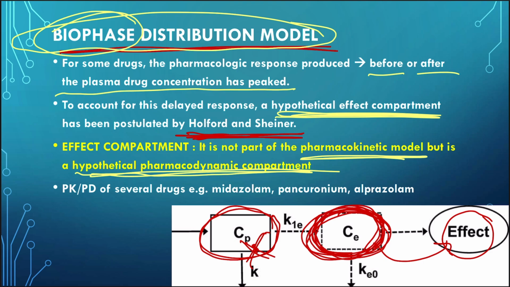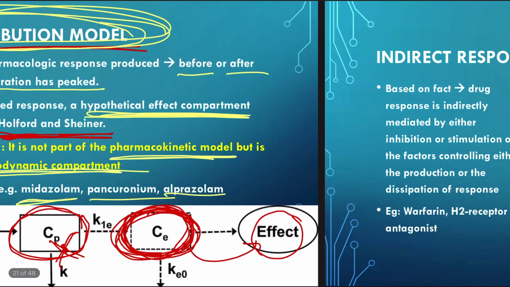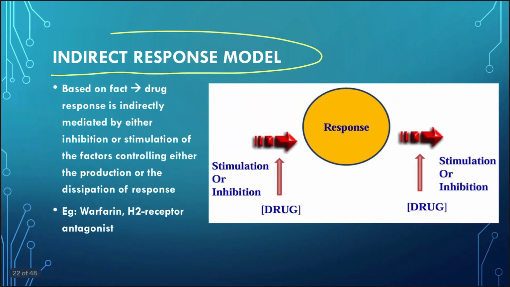The different types of drugs for which we do the pharmacodynamic modeling by the biophase distribution model include midazolam, then we have pancuronium, and then alprazolam. So these are the drugs whose pharmacodynamics is evaluated with the help of the biophase distribution model. Then next we have the indirect response model.